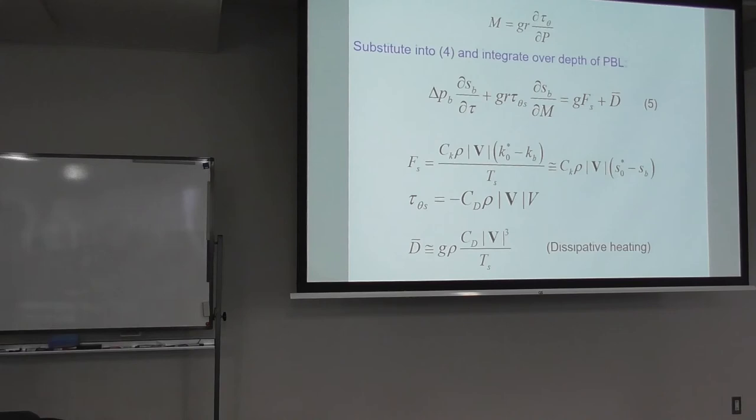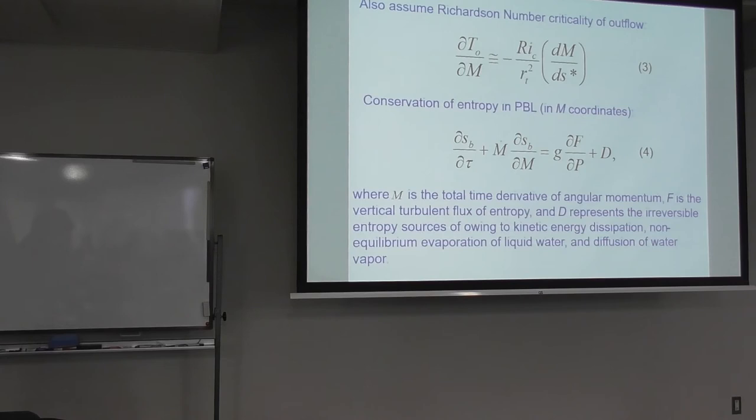we can in turn write that the time rate of change of angular momentum is just gravity times the radius times the vertical derivative of the tangential stress. That's tau in the theta direction. So what we're going to do is substitute this back, I'm going to go backwards, into this equation, and then I'm going to integrate this over the depth of the boundary layer, the pressure depth of the boundary layer.